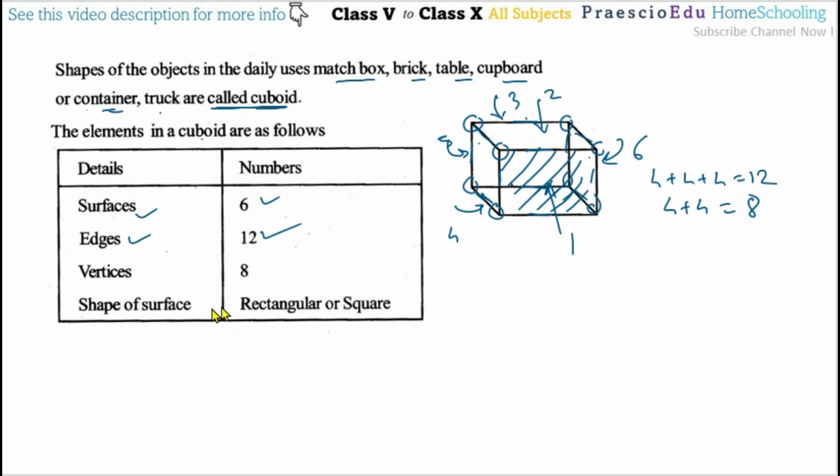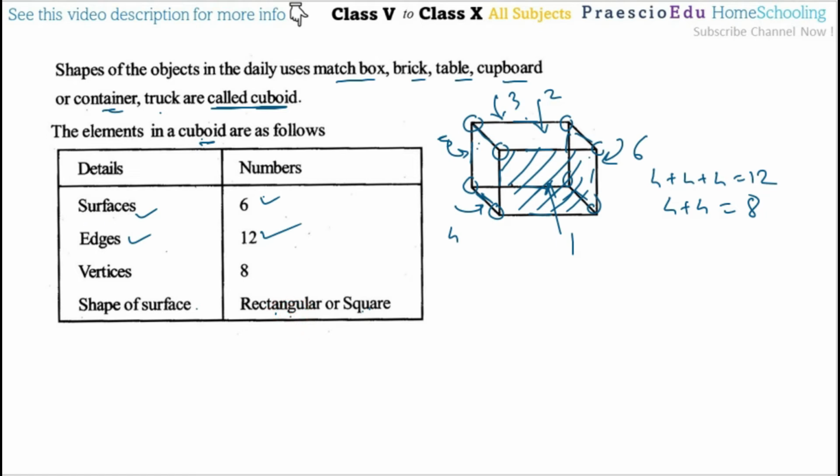The shape of surfaces is rectangular or square. Some surfaces might be square and some rectangular, but in a cuboid at least 2 or 4 are rectangular, and might be 2 surfaces are squares. Out of the 6 surfaces they are rectangular or square, but not all square. If all are square, then that will be a cube. But it is possible all can be rectangular.